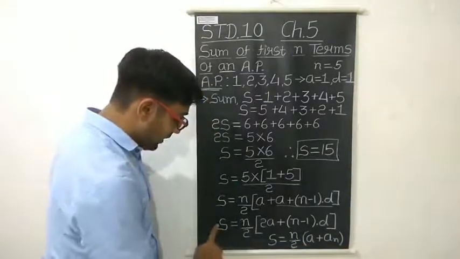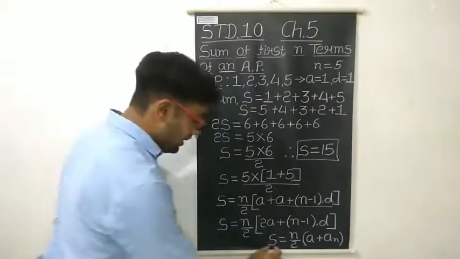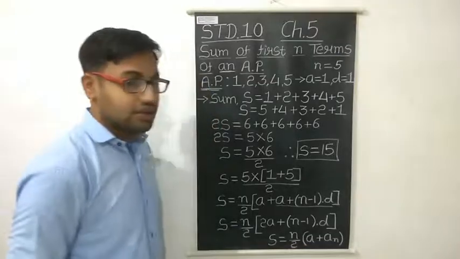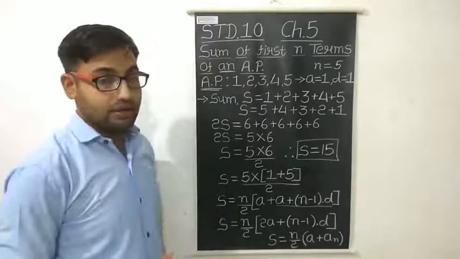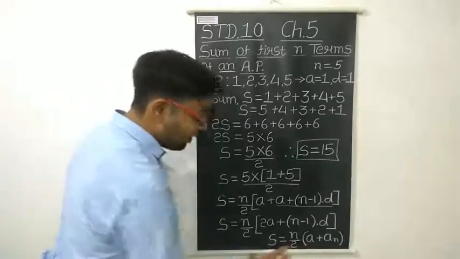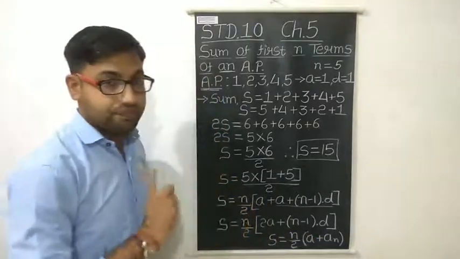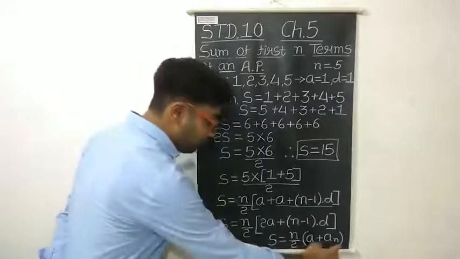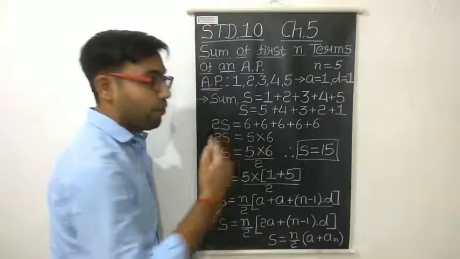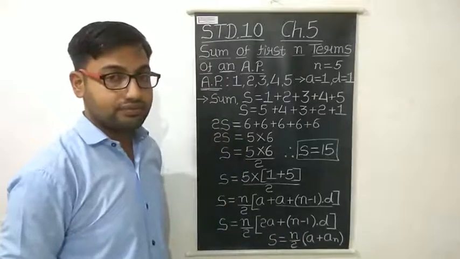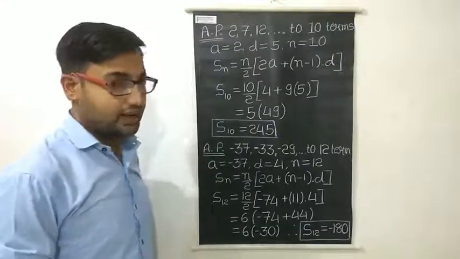So both these formulas, S is equal to n by 2, 2a plus n minus 1 into d, and S is equal to n by 2, a plus an, we can use to add the n terms of an AP. But remember, this formula we can use only when we know the value of the last term. If we don't know the value of the last term, we cannot use this formula. At that time, we have to use the other formula.